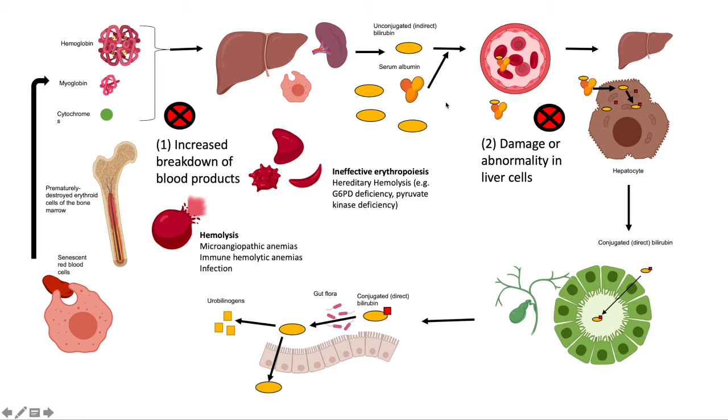So we can move on to the next generalized category for hyperbilirubinemia, and that would be damage of liver cells or the hereditary or acquired abnormalities in hepatocytes. Abnormalities within the hepatocytes themselves can prevent normal bilirubin metabolism. Here we'll focus on the enzyme UDPGT. We'll discuss this in detail later in this module.